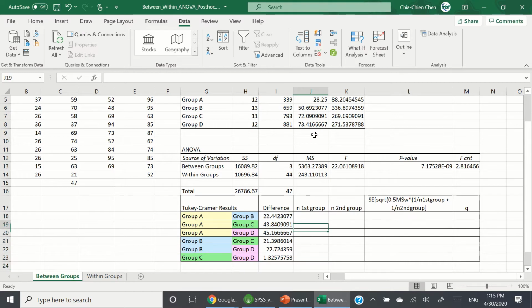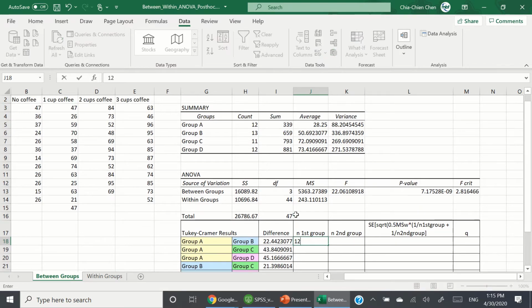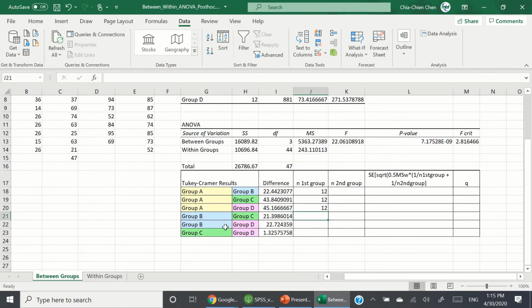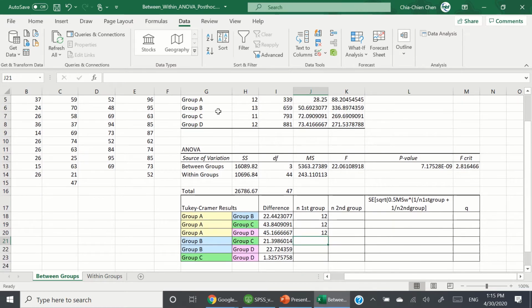Okay, so now you create this table, and then you just need to copy down how many people are in the first group. So in this case, A, there are 12, so 12, 12, 12. Okay, and how many people are in group B? 13. Okay, so 13, 13, 13. And in group C, how many? There are 11. 11 here, 11 here, 11 here. And the rest are group D, and that's 12 people.